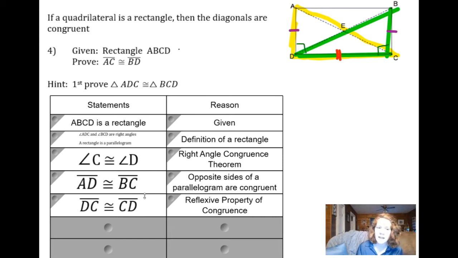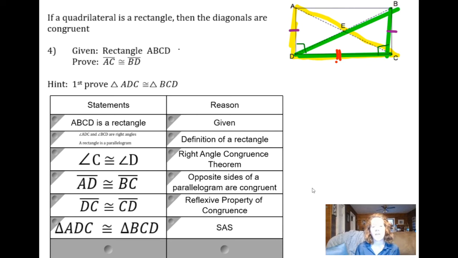So it's not in the nice pretty order here because we talked about those right angles first, but you've got this purple side and then a right angle and then the red side, and on the other triangle you've got purple and then the right angle and then the side. So I can say that triangle ADC is congruent to triangle BCD, which is what the hint told me to prove, and the reason I know that is because of the side angle side.